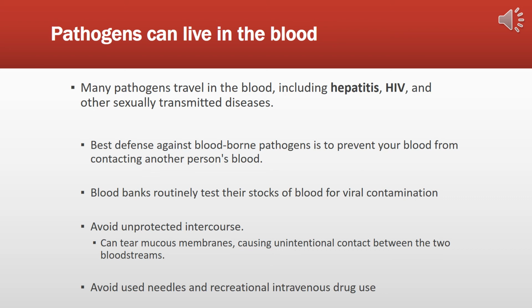A good way to prevent any type of bloodborne disease is to avoid unprotected intercourse, as unprotected intercourse can tear mucous membranes, and this would lead to unintentional contact between the two bloodstreams of the two individuals. And also avoid used needles, and it's probably best to just completely avoid any sort of recreational intravenous drug use, because these can lead to the transmission of various bloodborne diseases.